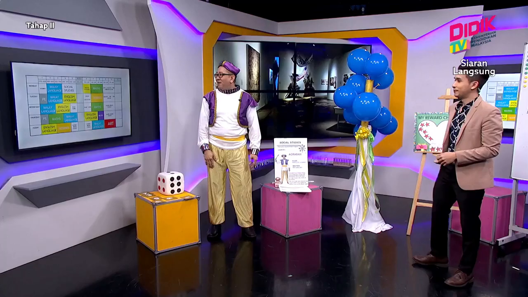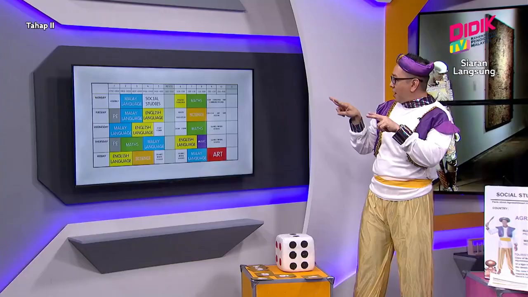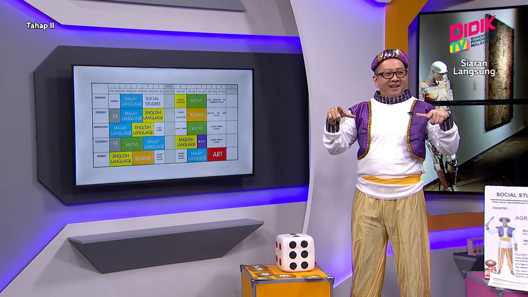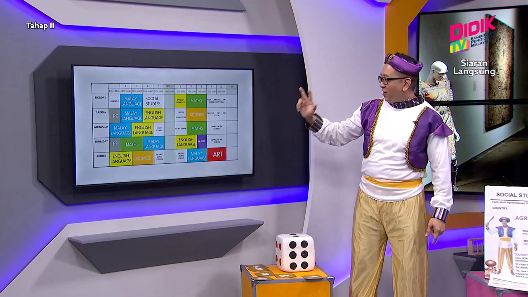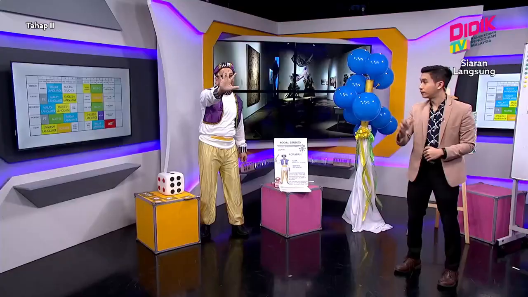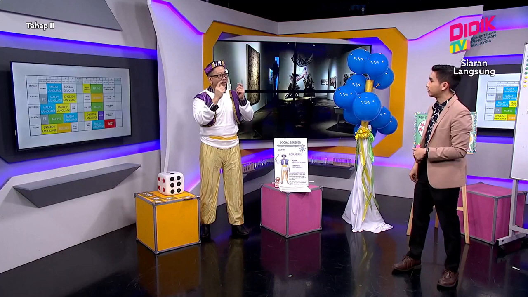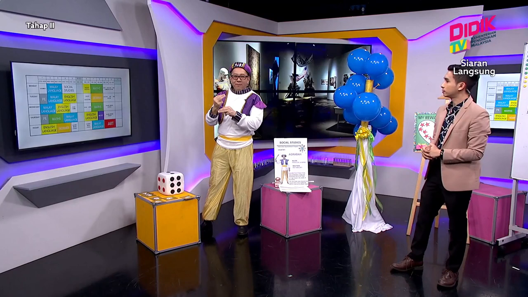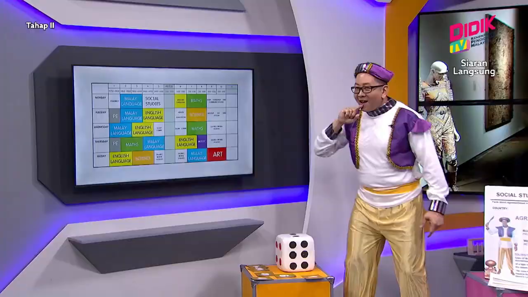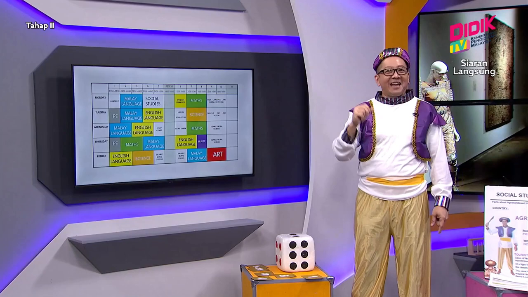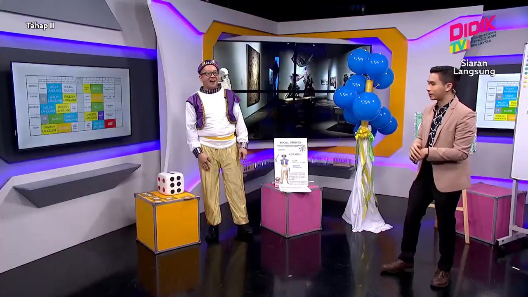Then we explore the subjects. Can you see English language? Yes, I can. Let's count together. 1, 2, 3, 4, 5. Five means you meet your English teacher 5 times a week. How about maths? Let's count together. One, two. Oh, you missed one. Three, on Thursday. I did not see that. So maths is 3 times.